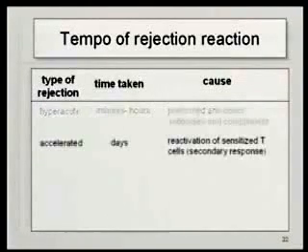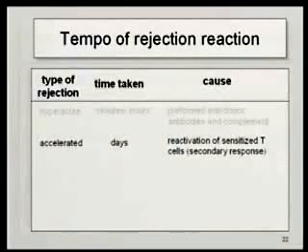Then there is accelerated rejection, and that is due to pre-existing cytotoxic T cells. If there are not antibodies, you may have matched for the antibodies, but there may be pre-existing cytotoxic T cells or memory cells, and these are reactivated, of course. They are reactivated, and they produce their cytokines. Cytokines recruit the effector cells, and effector cells damage the organ. And it is within days after transplantation.